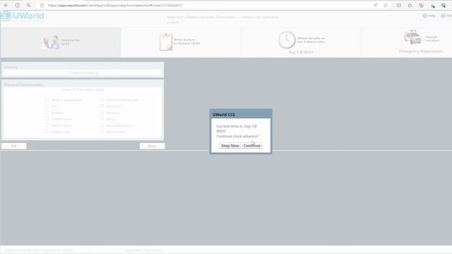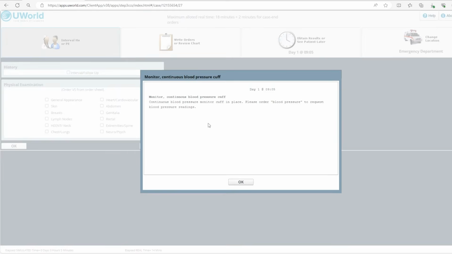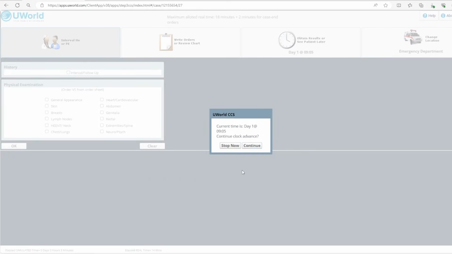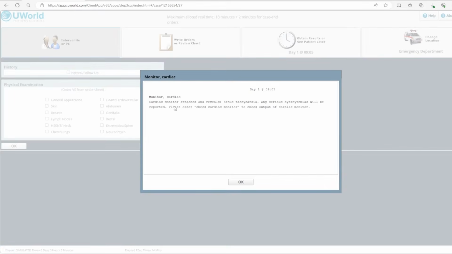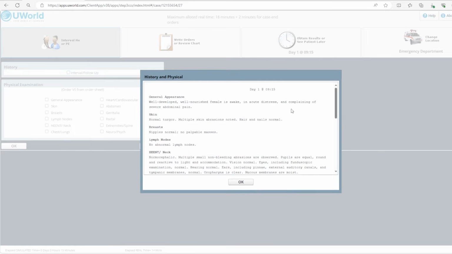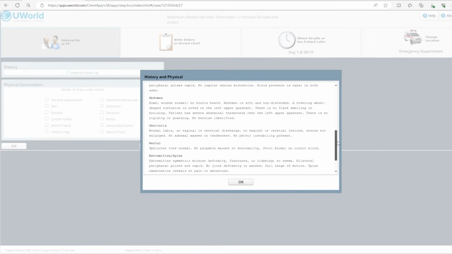Because if you get a result that will change what you will do. Let's say you had a very, very low oxygen saturation and you have not started oxygen, you click stop now and you start oxygen. But if the result is expected, or you've already done something to address that, you click continue. Now we're getting a notification about the blood pressure cuff. We're gonna click OK, continue. The cardiac monitor, continue, and we're getting the results of the full physical exam.